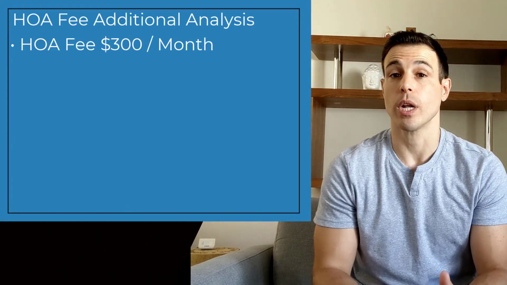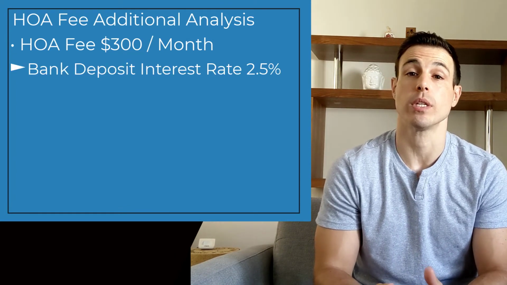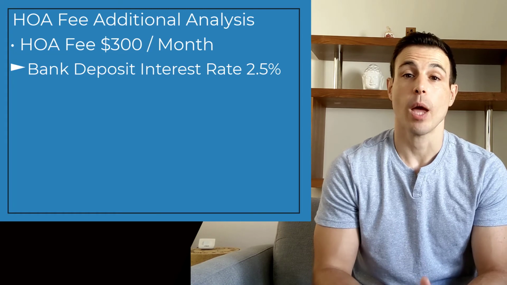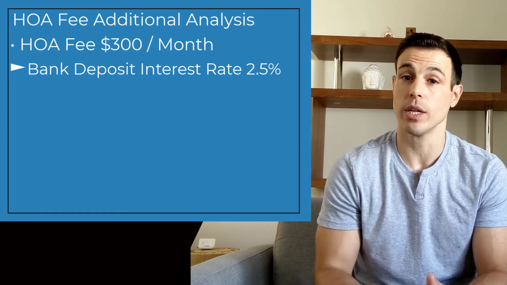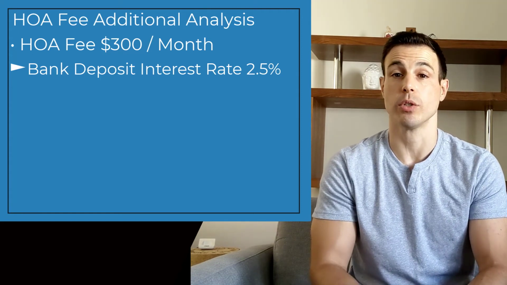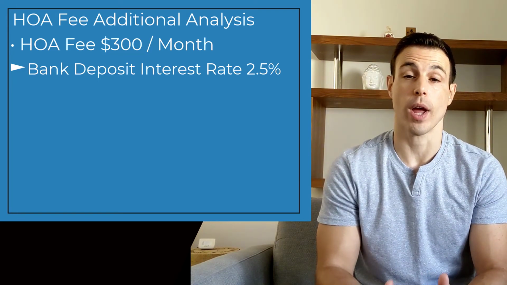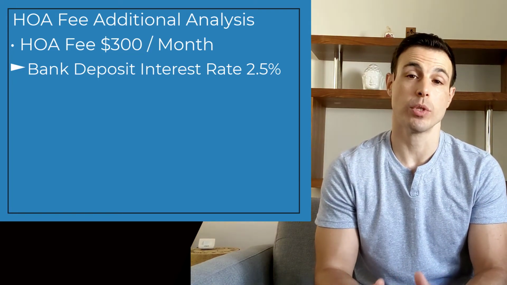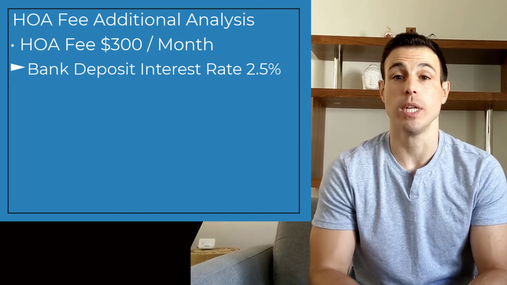And let's also assume that a low-risk deposit at your local bank is going to pay you a 2.5% yearly return. And we can determine the present value of the HOA fees by calculating how much you're going to need to invest today to generate $300 a month at a 2.5% interest rate. And because the fees are paid in perpetuity, in other words, forever, we can use a perpetuity formula to calculate the present value of the investment needed.